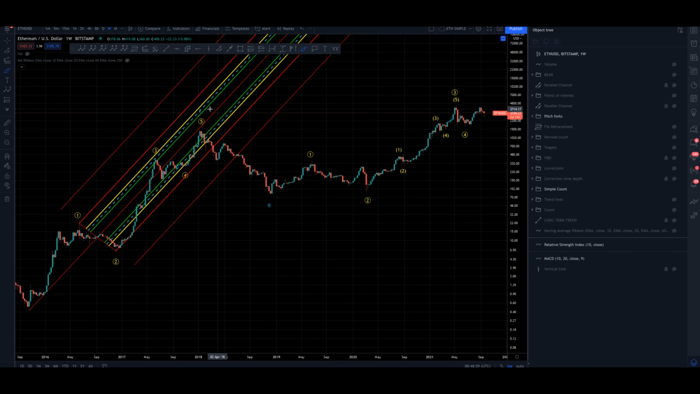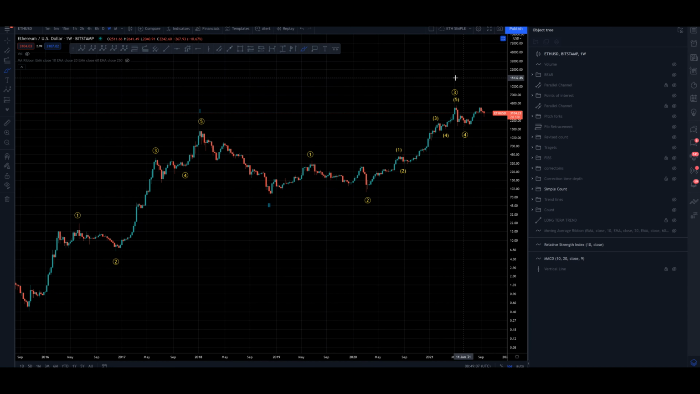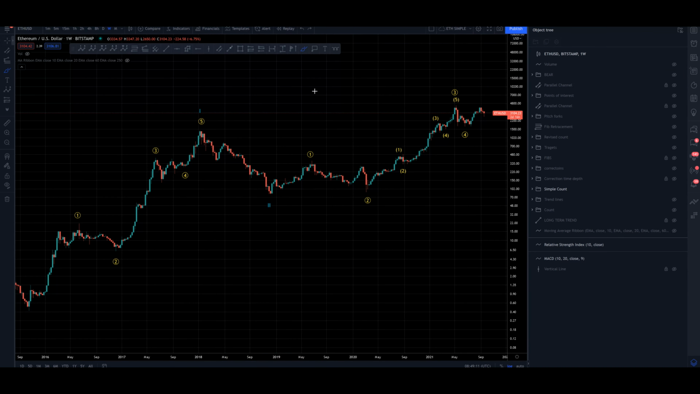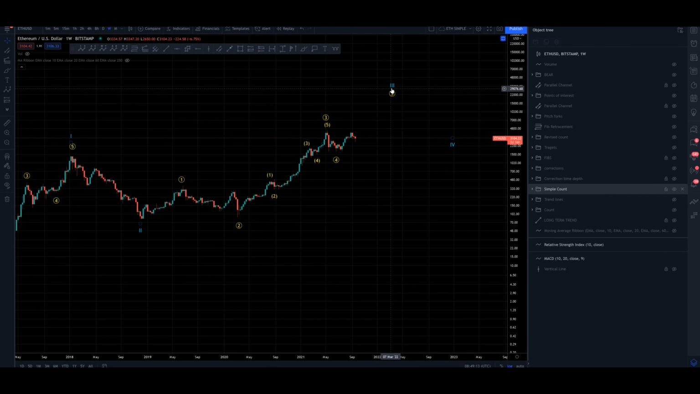So cycle wave 1 complete, cycle wave 2 complete. This was the 2018 bear market. Okay, and now we're up into cycle wave 3. Excuse me, doodling on the chart again. Meant to click on the cursor.